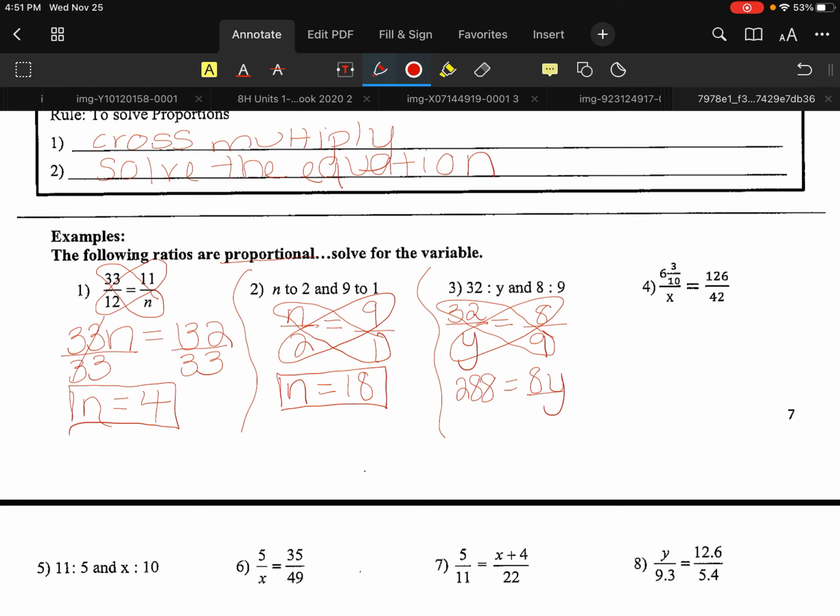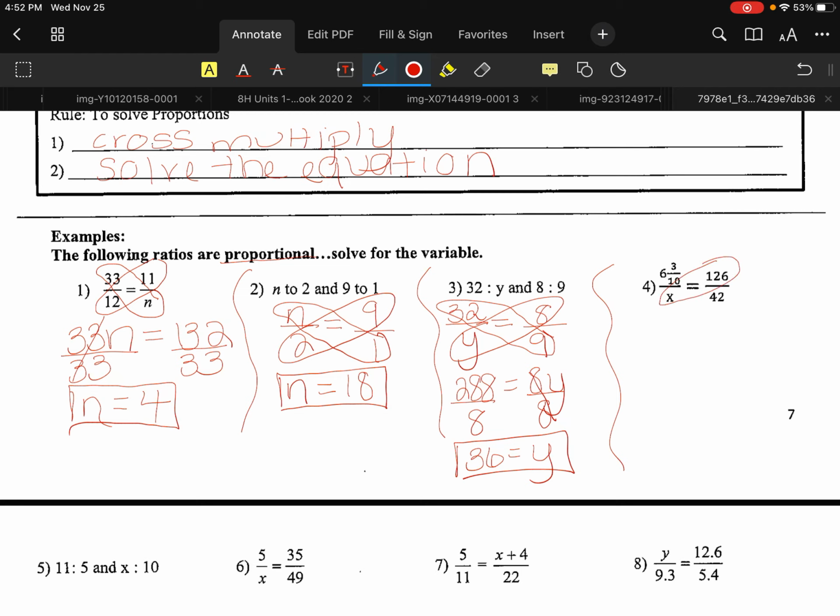The opposite of multiplying by 8, in order to get my y alone here, I have to divide by 8. 288 divided by 8 is 36. So y would have to be 36 in order for these to be equal to each other. And then don't let the fractions scare you. We're still going to do the same steps.